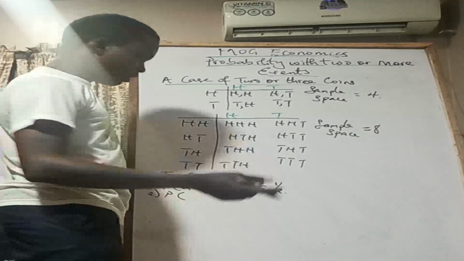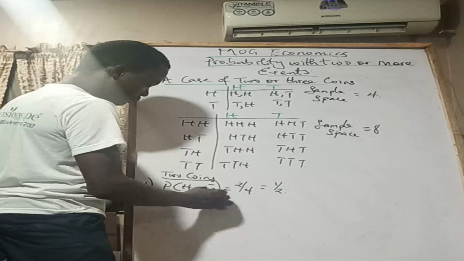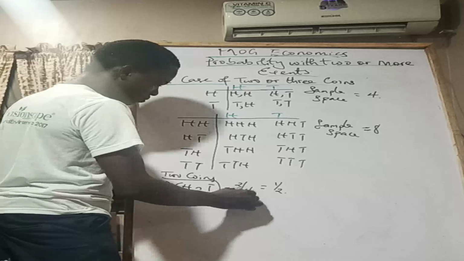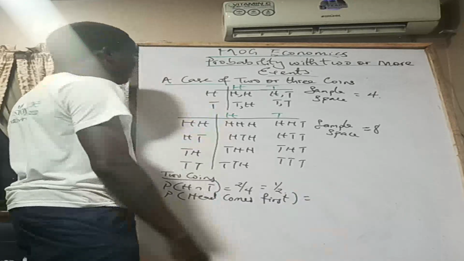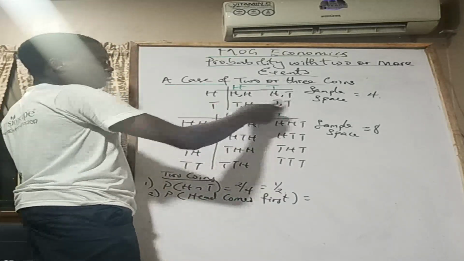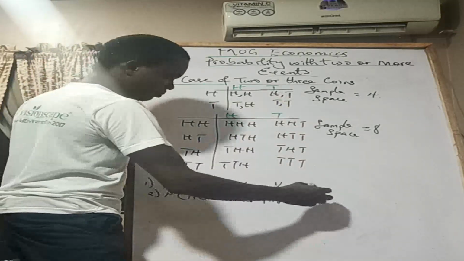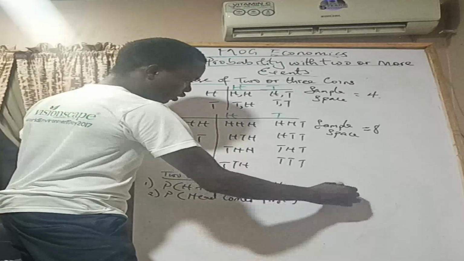Let's say there is a second question that says, what's the probability that head comes first? So what's the probability that you have head first? You have head first here, you have head first here. So you have 2 over 4 again. That's 1 over 2.